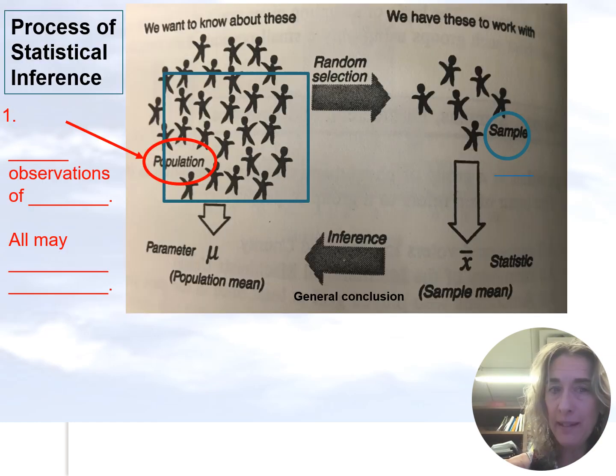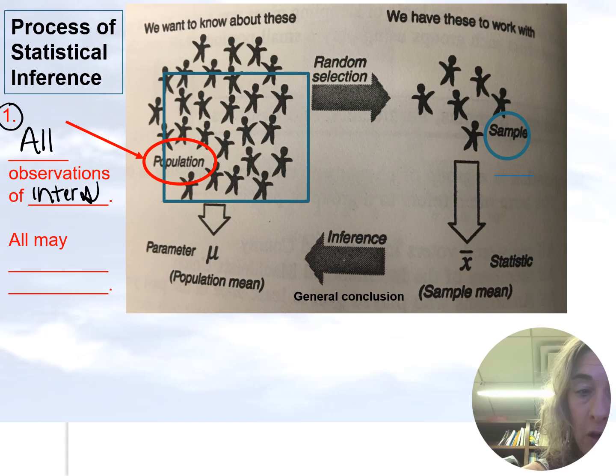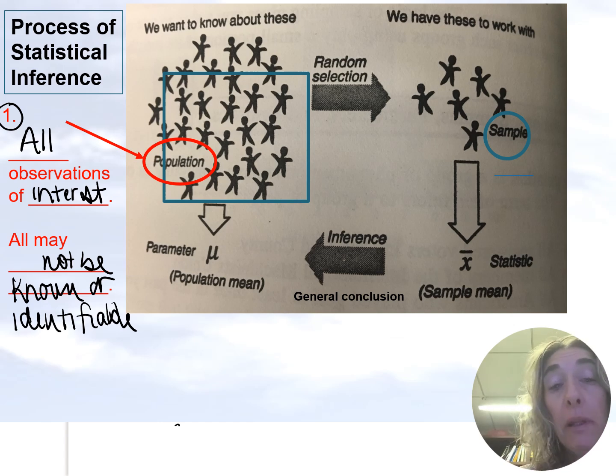Okay, this is the process of statistical inference. Statistical inference starts with the population. Recall the definition of the population. The population is all observations of interest to us. Keep in mind that all members or items of the population may not be known or identifiable to us. For example, if your population of interest is all people around the world who played golf last year, it may not be possible to identify every single person in the world who played golf last year.